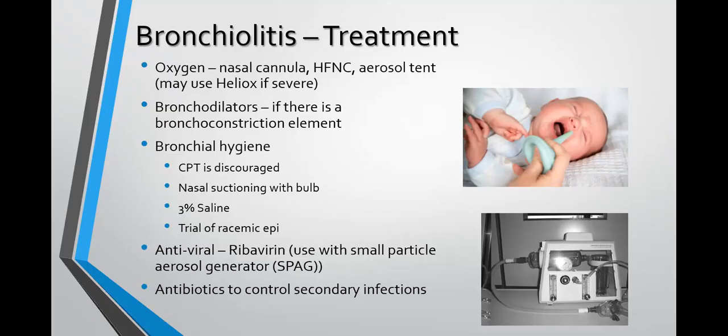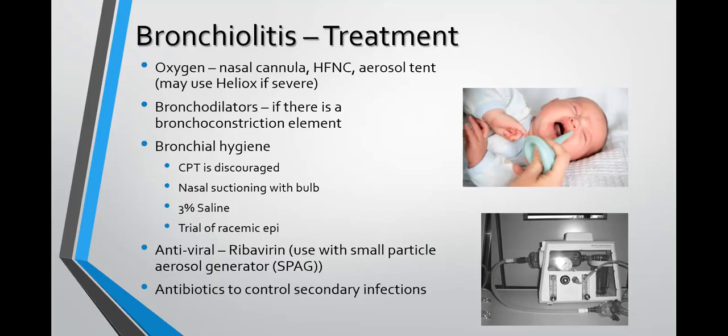But bronchial hygiene is important. CPT is discouraged because he's a baby. You don't want to be hitting on a baby. Nasal suctioning with the bulb. See that bulb there on the right? You stick that bulb in, like you all know to do with babies, and you suck that stuff out. You want to get it out, clear them up. Sometimes we squirt a little saline up the nose to help it flow on out. Some of them have done racemic epi, and that's just a trial.